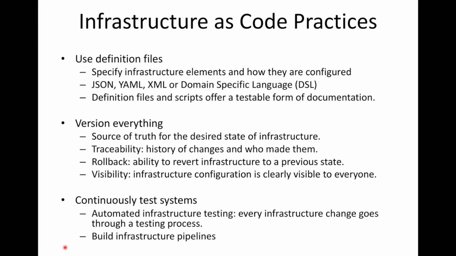So what are some of the common infrastructure as code practices? Well, the first thing is that when we're creating resources using infrastructure as code, we start with some sort of code definition file. And the definition file is used to specify all the different infrastructure resources and how they are to be configured. The infrastructure definition file could be created in something like JSON or YAML or XML, which we'll learn about JSON and YAML later on in this lecture.